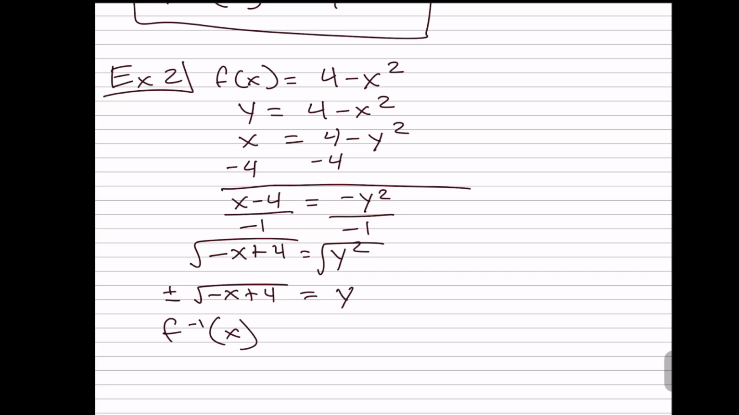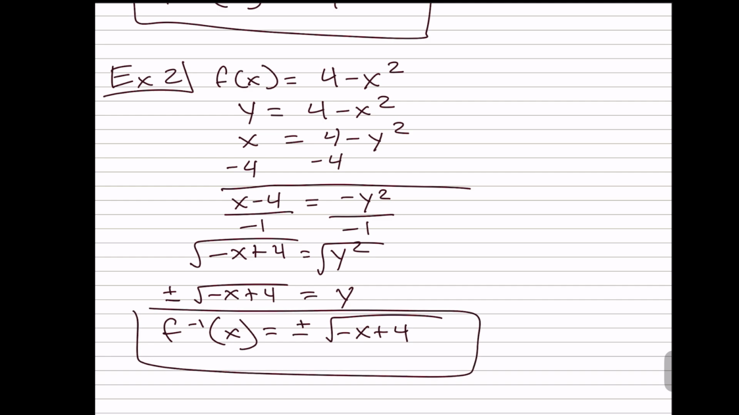And your last step is to write it in inverse function notation. So f inverse of x is going to equal plus or minus the square root of negative x plus 4. And you're done. Okay, now there are 3 more things we need to cover, and that's basically everything you have to know about inverses.